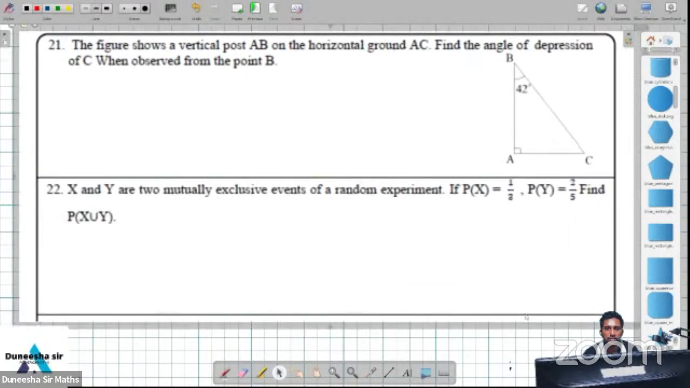The figure shows a vertical post AB on horizontal ground AC. Find the angle of depression of C when observed from B. Okay, depression angle.